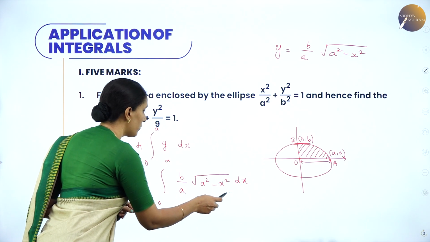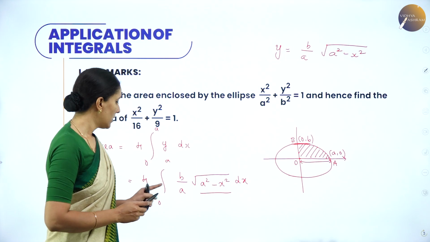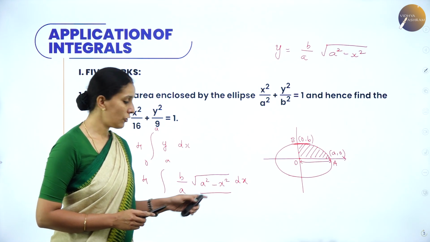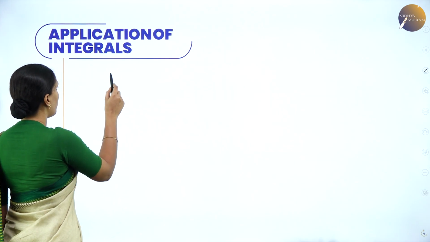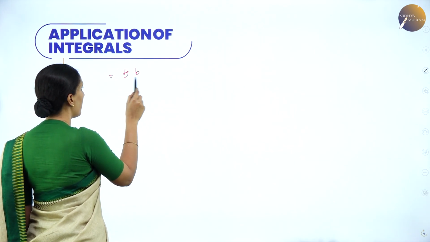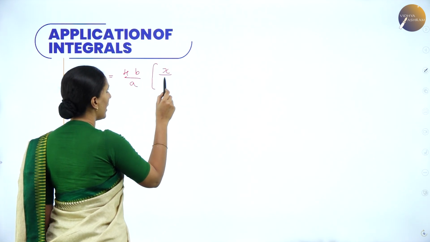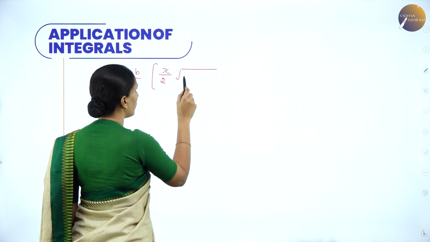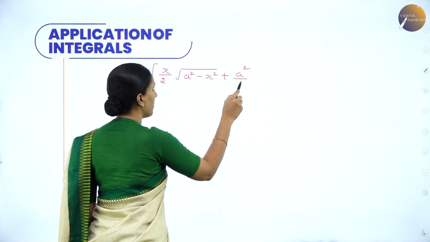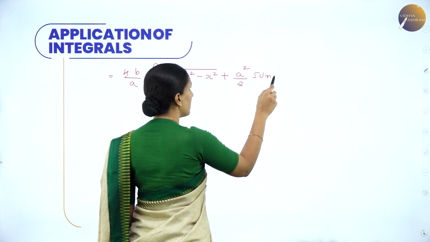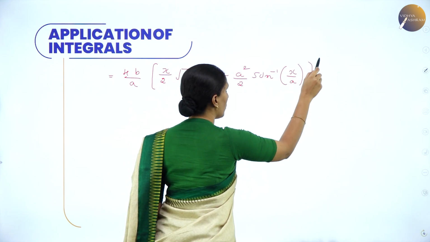Now b by a is a constant, we can remove it outside the integral, and we can clearly see this is one of the standard forms of the integral, that is root a square minus x square. So let us write the integral value for the standard integral by keeping the constants outside. So we will get 4b by a. Now evaluating the standard integral, we will get x by 2 root of a square minus x square plus a square by 2 sine inverse x by a. Limits are given from 0 to a.